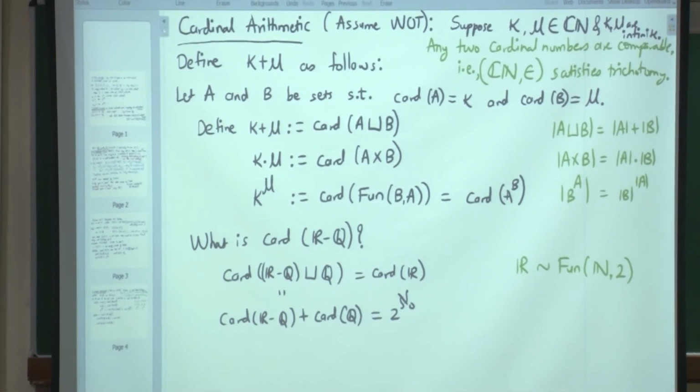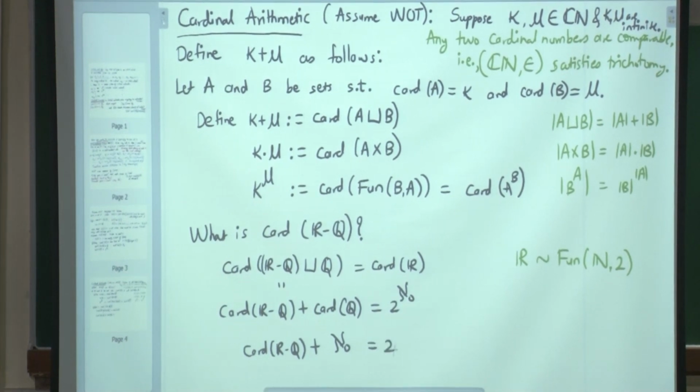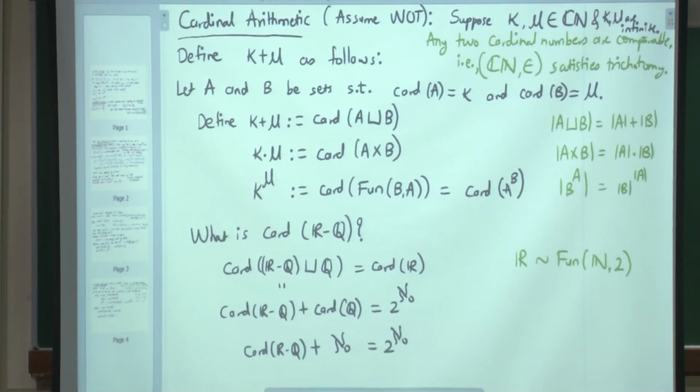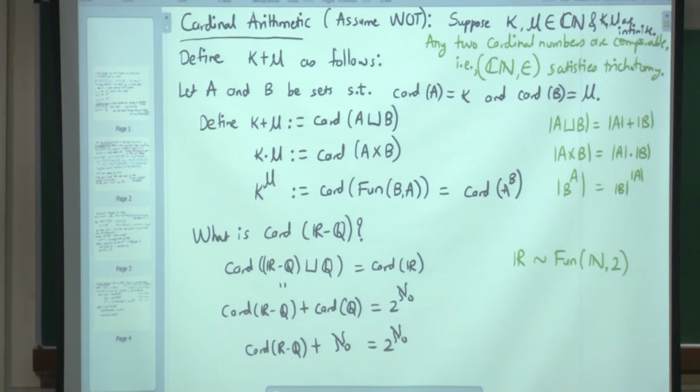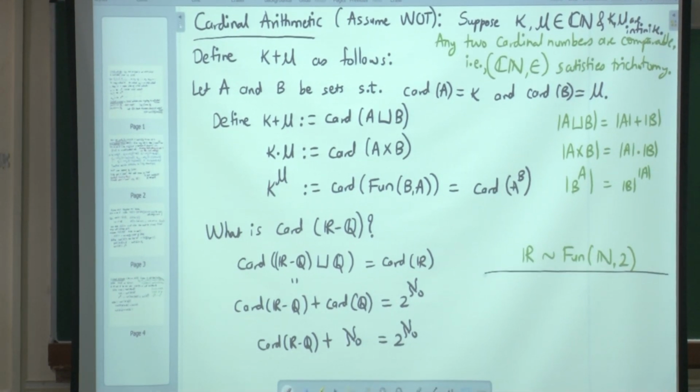Okay, so this is then aleph naught. So the cardinality of R minus Q plus this is equal to 2 to the aleph naught. Now, in order to simplify this further, we will need some observations, and let's write them over here.